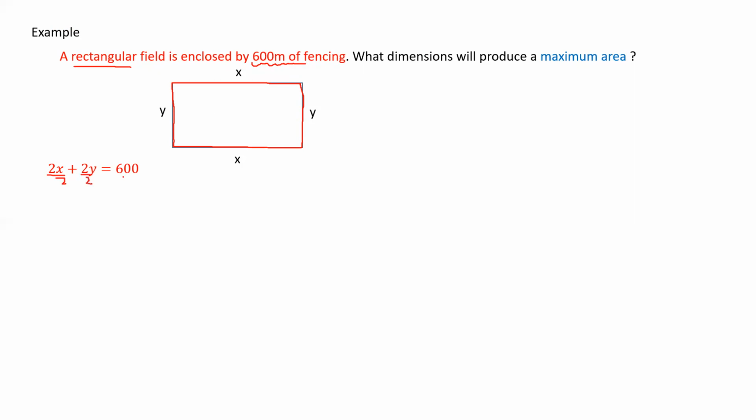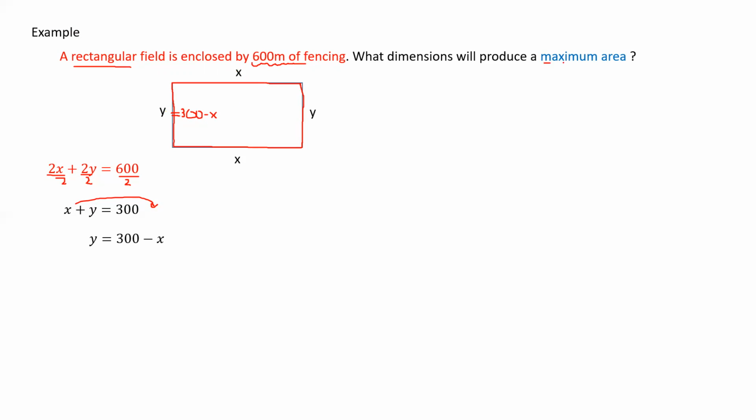We could divide everything by 2. When we do that, we've got x plus y equals 300, and then we could take the x to the other side. So y is equal to 300 minus x. And again, the entire purpose of doing that is so that we get ourselves down to one variable. When we're working with x and y, it's pretty nasty to find a derivative. Working with one variable is much more simple.